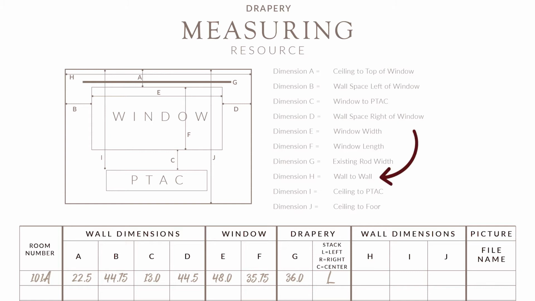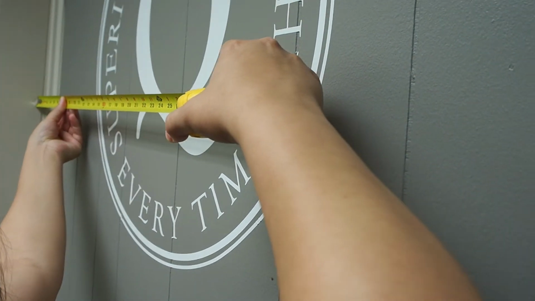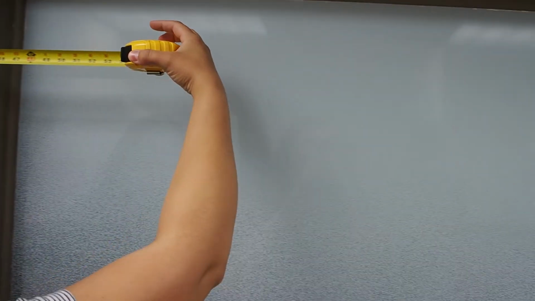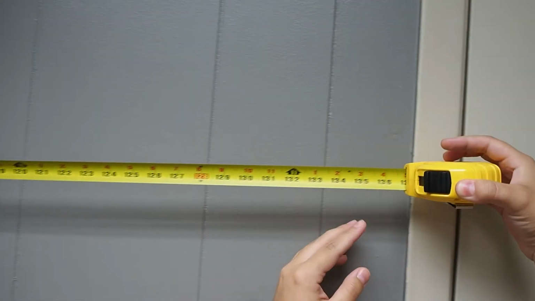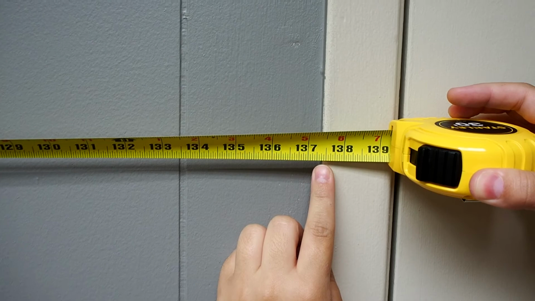For measuring wall to wall, start at the leftmost corner of the wall and measure all the way to the opposite corner. Our measurement is about 137.5 inches.